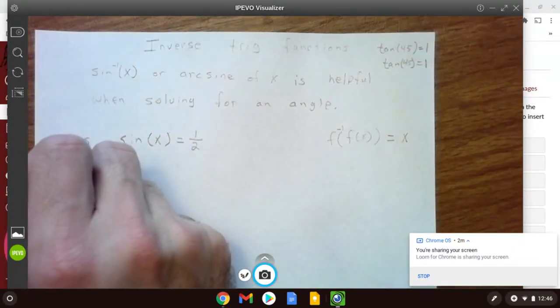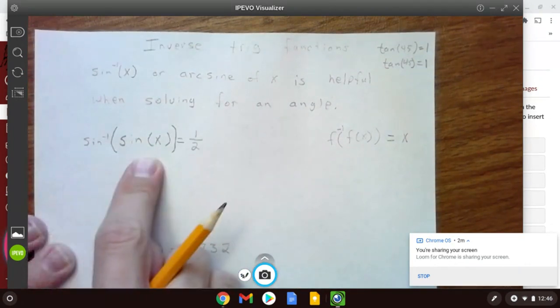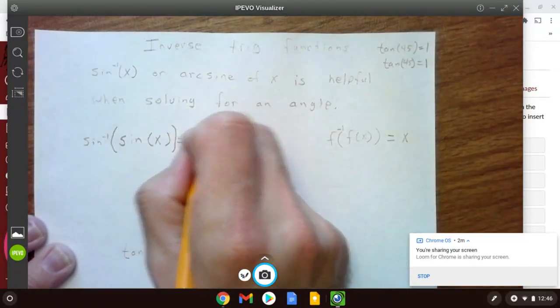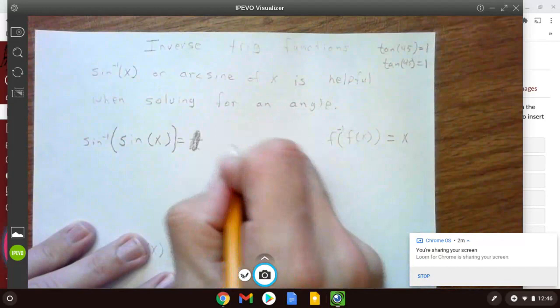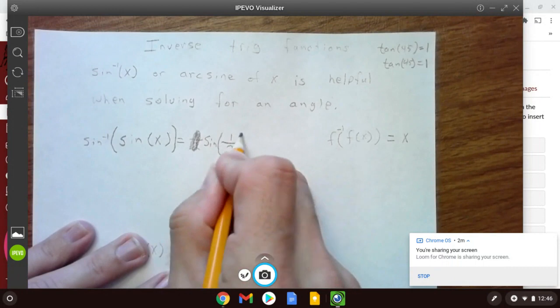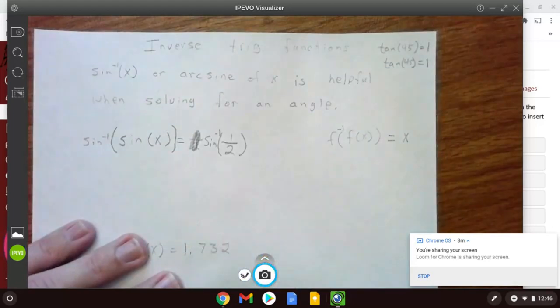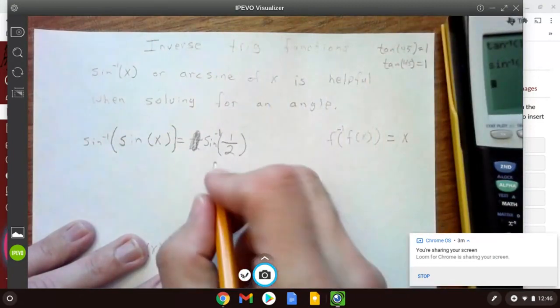So you would do the inverse sine of this side, and you would do the inverse sine of this side. Let me write this over here. Oh, I can't erase it because this is not in pencil. So if I did the inverse sine over here, with a little -1 there, this side is going to give me my answer. Inverse sine of 1/2 gives me 30 degrees. So this part just equals 30 degrees.